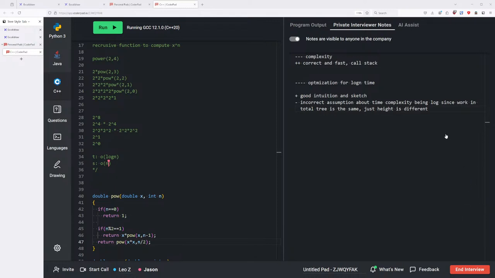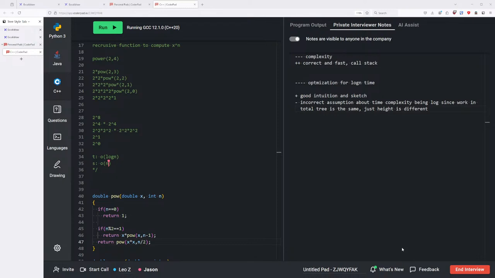Okay, let me think. My gut feeling is log n, because I think dividing by 2 is kind of like powers of 2 in terms of the height of the tree. As for a mathematical proof or explanation, I'm kind of unfamiliar with that, so I don't think I can come up with one. That's fine, that sounds good.